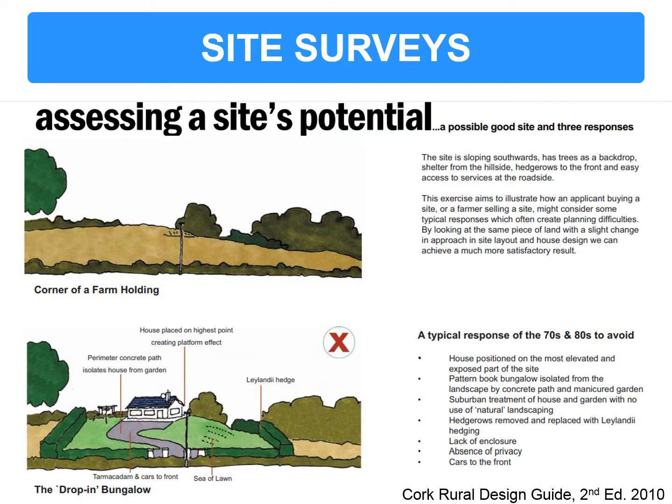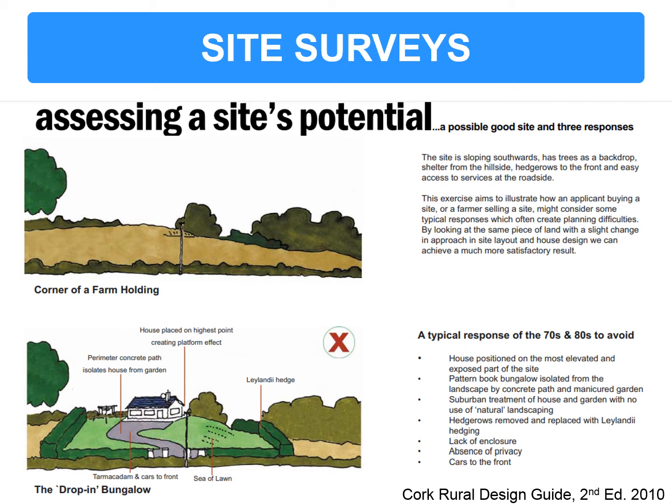So in assessing a site's potential, I have a few slides here taken from the Cork Rural Design Guide. So it's obviously in a rural context, but the principles are the same. So we have an existing rural site, which is on the corner of a farm, a higher point on the site and a lower sheltered area to the right here. The site slopes, has trees, it's sheltered from the hillside, has hedgerows to the front, and we are going to look now at how a person might think about placing a building, in this case a home, on this site while using the site to its best potential.